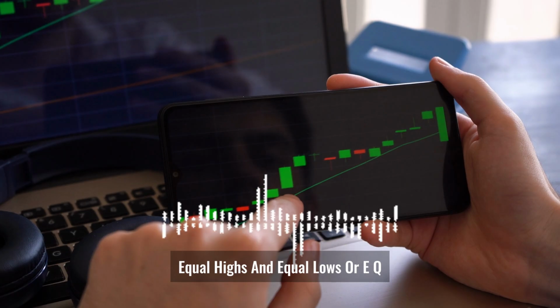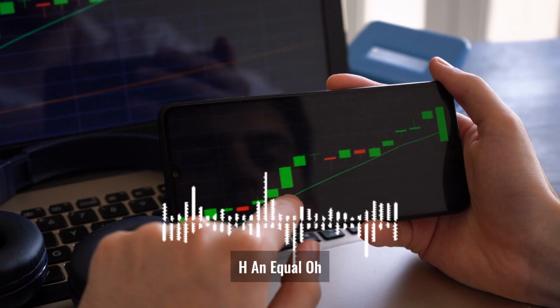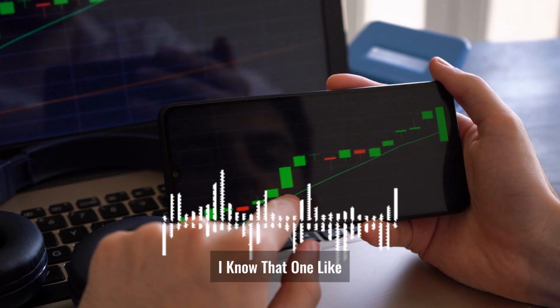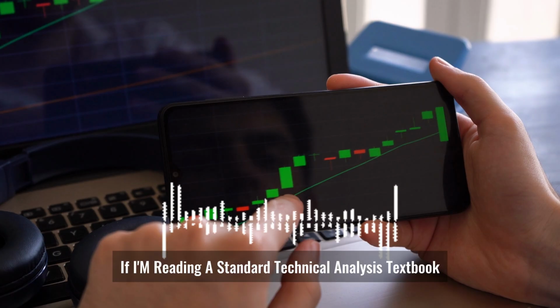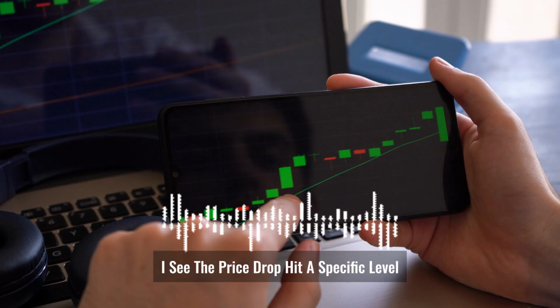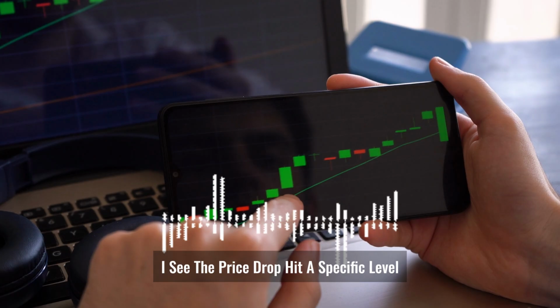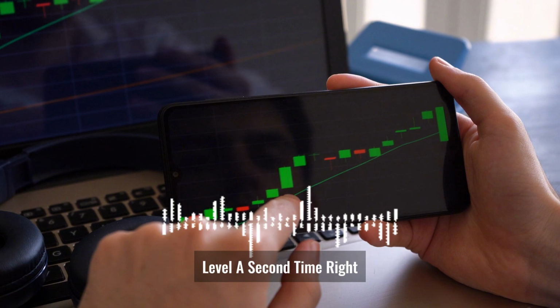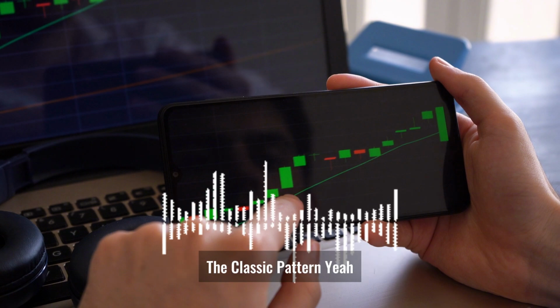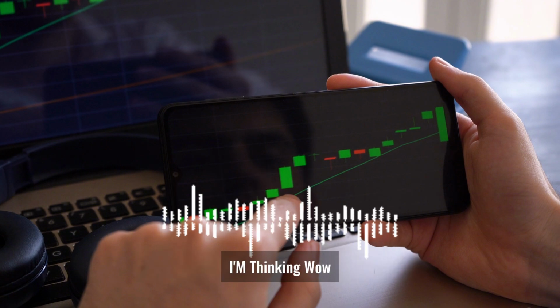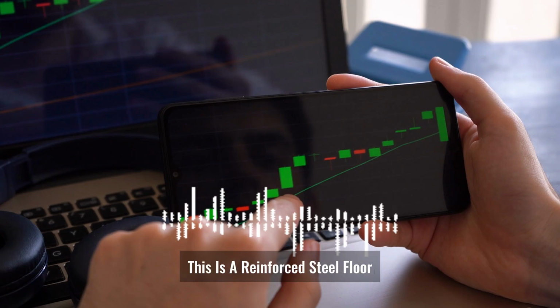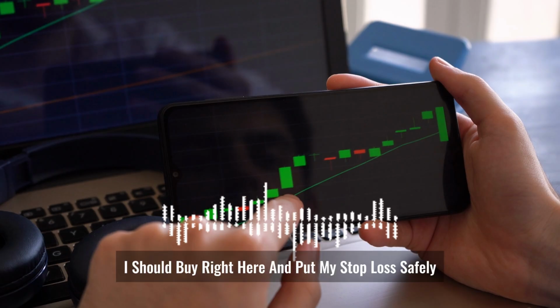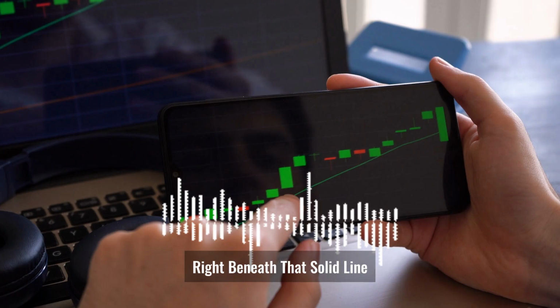Yeah, and the research highlights a really classic trap here. Equal highs and equal lows, or EQH and EQL. Oh, I know that one. If I'm reading a standard technical analysis textbook, I see the price drop, hit a specific level, bounce, and then drop to hit that exact same level a second time. Right, the classic pattern. I'm taught to see a double bottom. I'm thinking, wow, this is a reinforced steel floor. I should buy right here and put my stop loss safely right beneath that solid line.